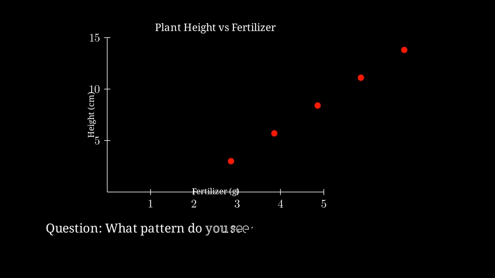Now let me ask you a question. What pattern do you see in this data? The answer is, we see a positive correlation. As fertilizer increases, plant height increases. But we need to be more quantitative than just saying it looks like it goes up.